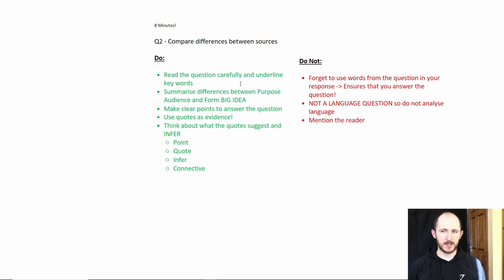So do, read the question carefully and underline the key words. Again, if you watched the part 1 video, this sentence should be ingrained in your head. You should summarize the differences between the purpose, audience, and form. So the overall idea of the actual piece of information. And you should find that the actual underlying idea is going to be fairly similar, right? But it might be 2 opposing points of view, if that makes sense. They might both be about child labour or childhood, but then they might have completely different viewpoints on it.